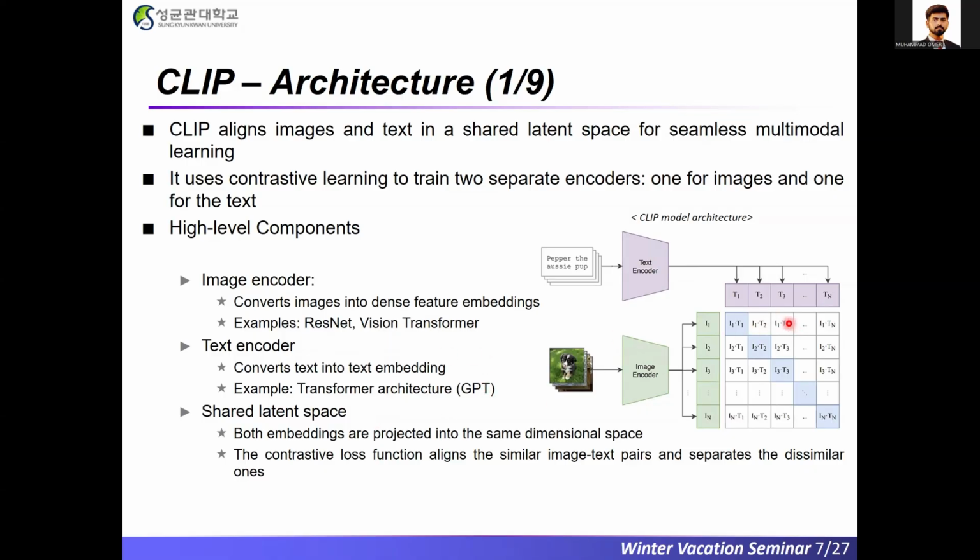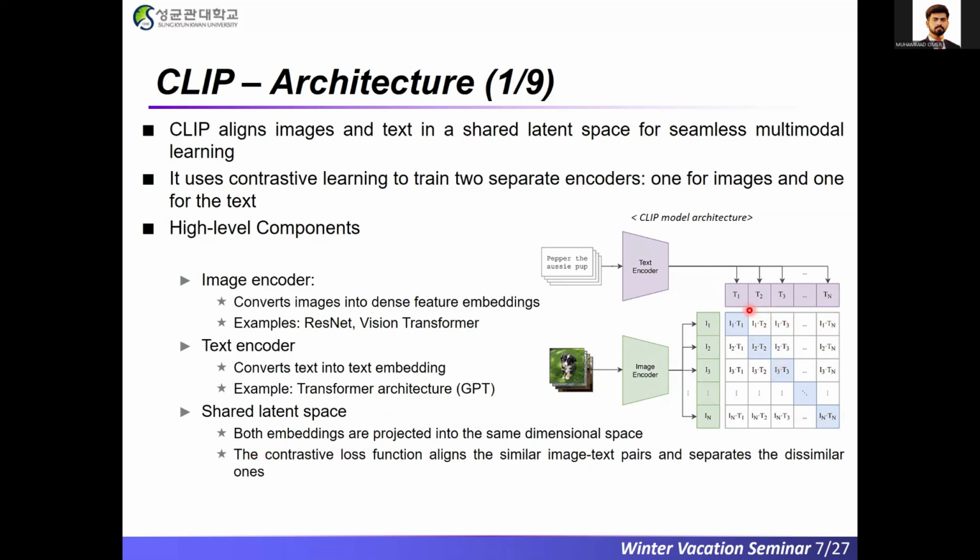So this results in a shared latent space. Both our embeddings are projected. For example, this is the image embedding and this is the textual embedding. Both will be multiplied, like I1 will be multiplied by T1, I1 T2, I1 T3 up till I1 Tn. Similarly for I2 T1, I2 T2, I2 T3 until I2 Tn, and for the rest of these embeddings.